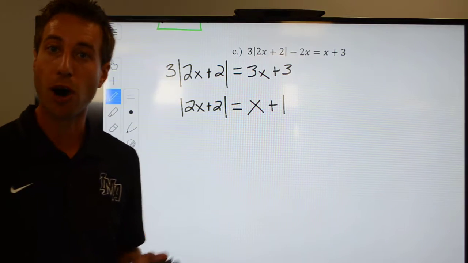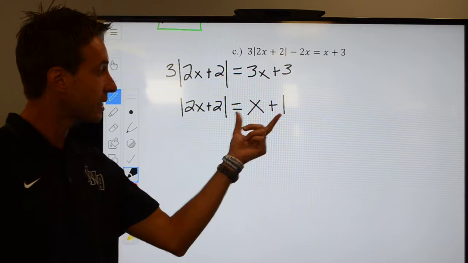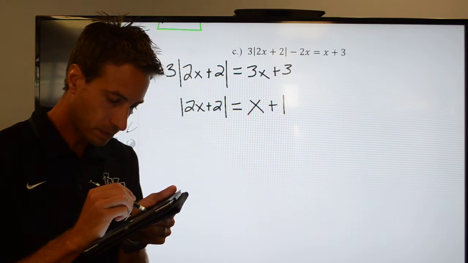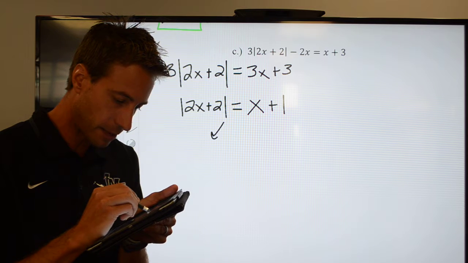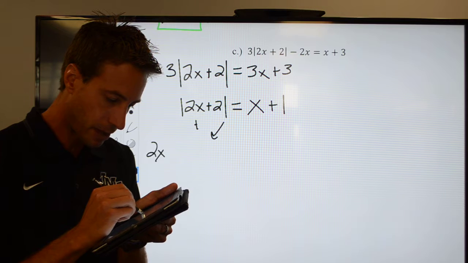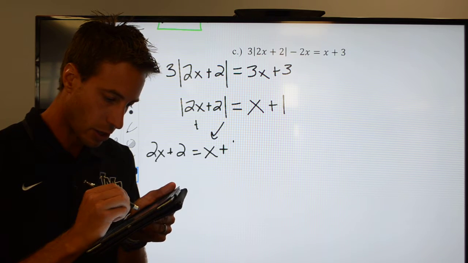Now we're all set to do our positive and negative version, because that absolute value is all by itself, and it doesn't look like it's equal to a negative number, so we should be good. Here we'll do the positive right here. We'll do the negative one over there later. So we got 2x plus 2 is equal to x plus 1.